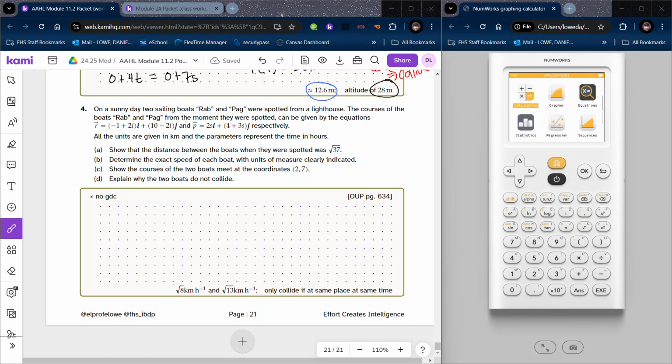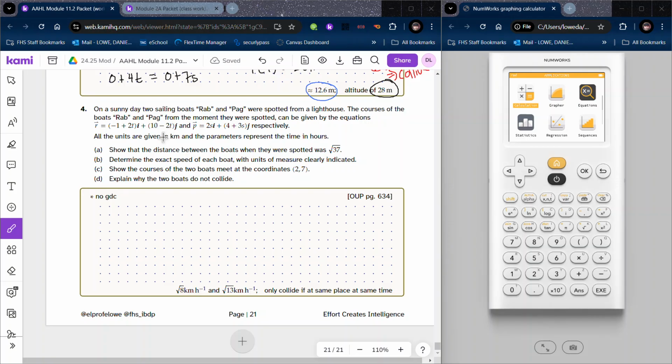Okay, let's look at one more example of working with vectors and their applications. So on a sunny day, two sailing boats, the Rab and the Padge, were spotted from a lighthouse. The courses of the boats from the moment they were spotted can be given by the equations. And so we notice that our equations seem to be given in a slightly odd way, and we're going to discuss that concept, and that the values are going to be just in two dimensions.